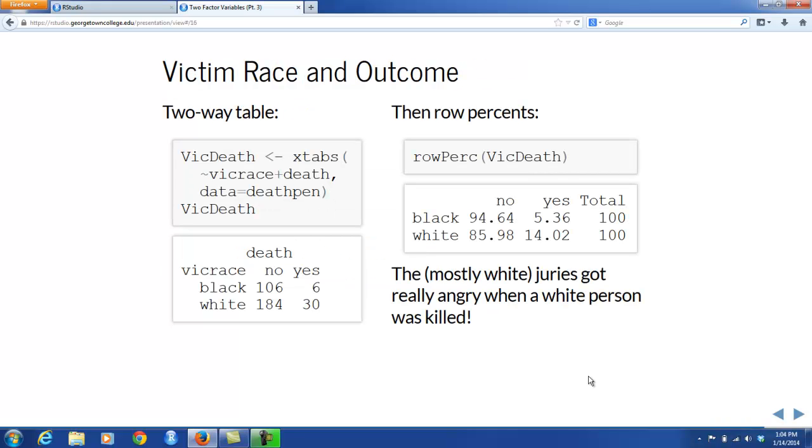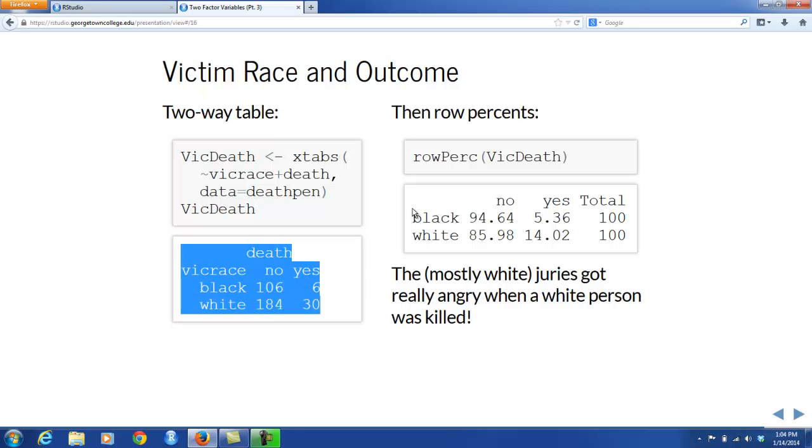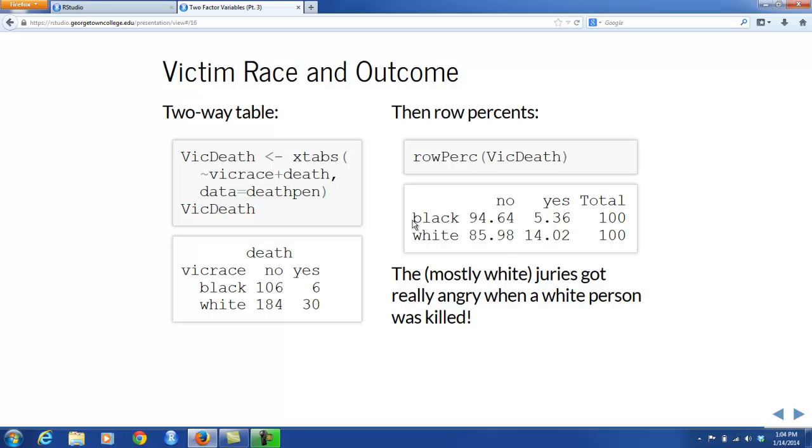Now let's study the relation between the victim's race and the outcome, the relationship between the lurking variable z and the response variable y. So again, we make a two-way table, this time for victim's race and death. Here's the two-way table, and we look at the row percents. So, what happened when the victim was black? Well, when the victim was black, there was only about a 5% chance for the defendant to get the death penalty. But when the victim was white, there was about a 14% chance for the defendant to get the death penalty.